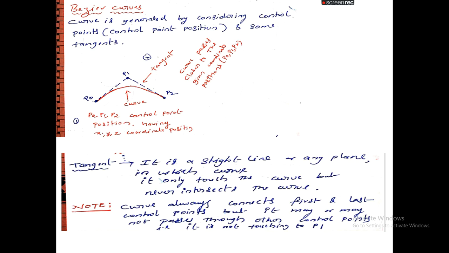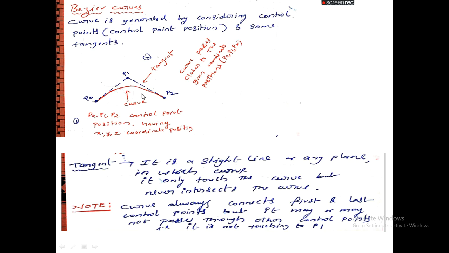The first basic component is called control points. Those control points have a position, called the control point position. And the second one is called tangents. So these are the two basic building blocks of a Bezier curve. Now I have drawn one curve here. Please see the mouse pointer.